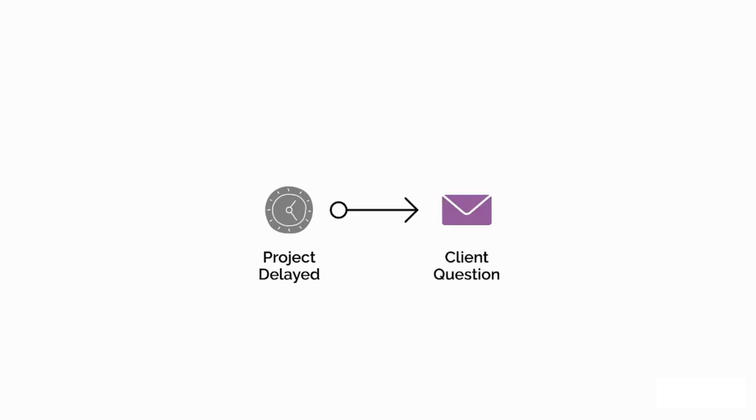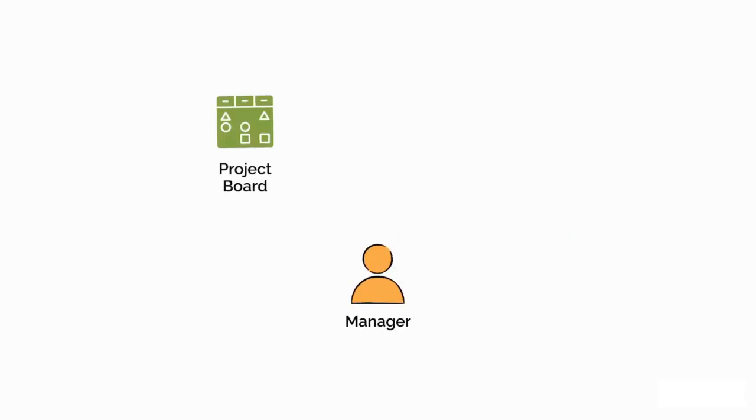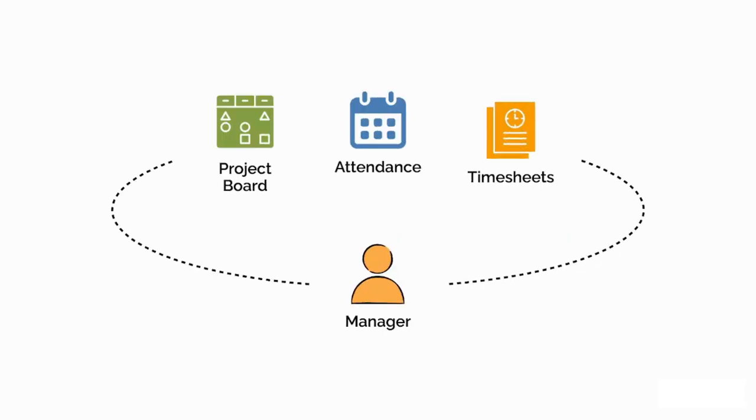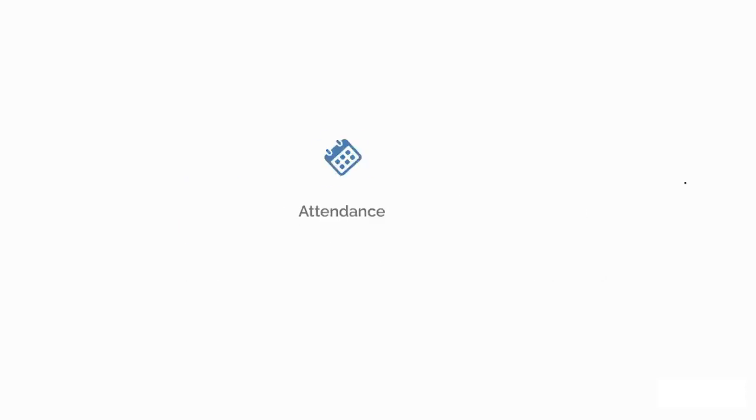It started simply enough. A project was delayed, a client asked what happened, and suddenly a manager had to find answers. So the manager did what most do, checked the project board, pulled up attendance, and reviewed the timesheets. The data was all there. Reports, logs, screenshots, and yet none of it explained what actually went wrong.